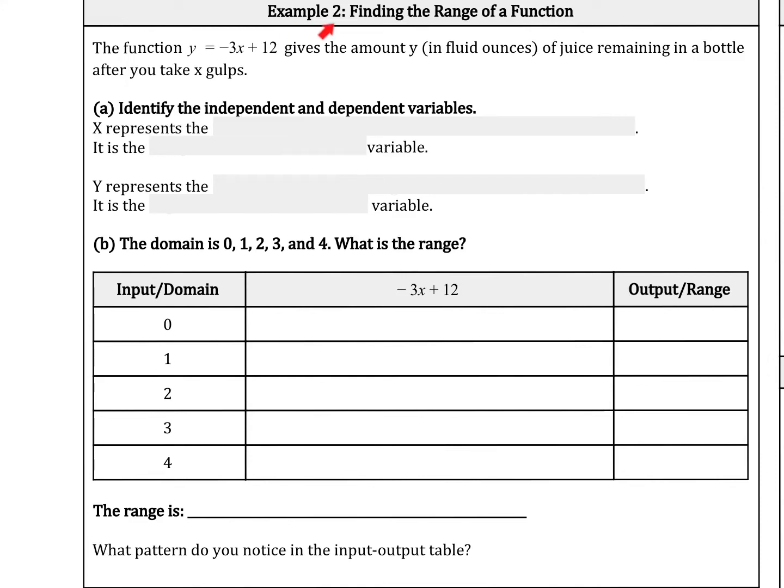We're discussing example number 2, finding the range of a function. The function y equals negative 3x plus 12 gives the amount y in fluid ounces of juice remaining in a bottle after you take x gulps. A. Identify the independent and dependent variables.